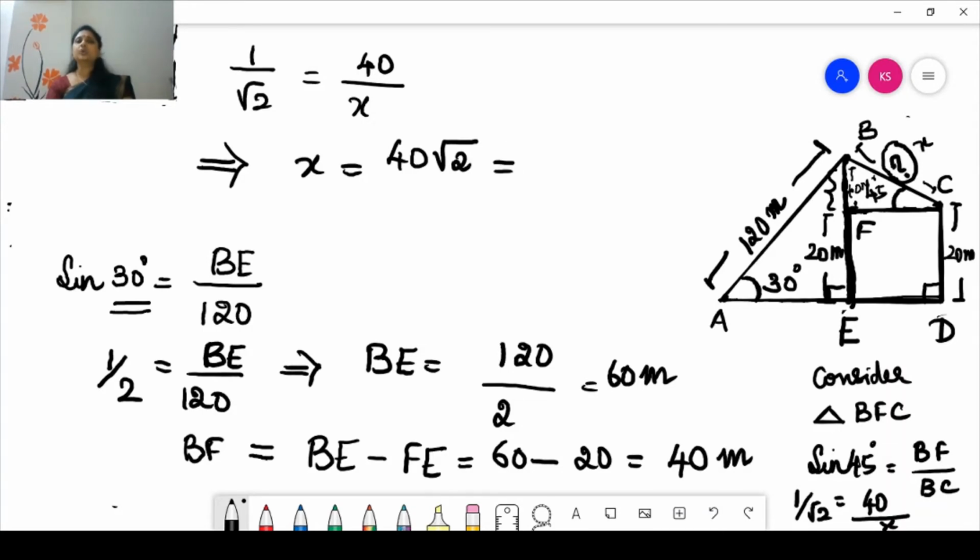The root 2 value, you have the root tables that will be provided for you for the examination. You can go and check it there. But what I suggest is to know the root 2, root 3 and root 5 values. If you know them by heart, it will be very, very useful for you. So your root 2 is 1.414. So I'm going to multiply 40 by 1.414. And what do I get? So when I check, I get around 56.56 meters. So this is my unknown.